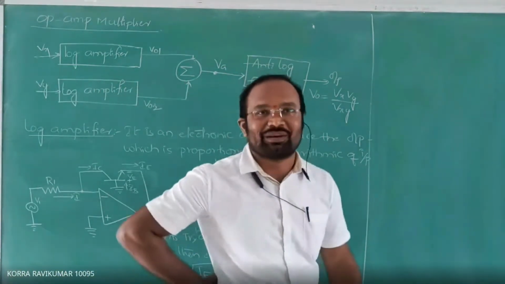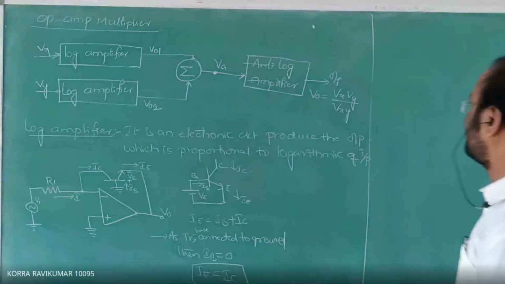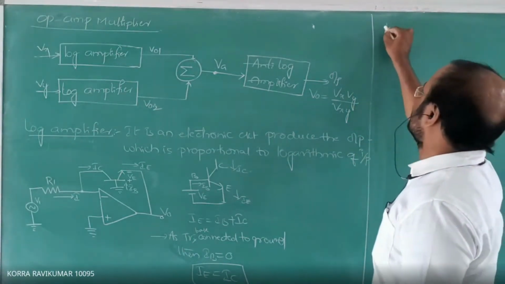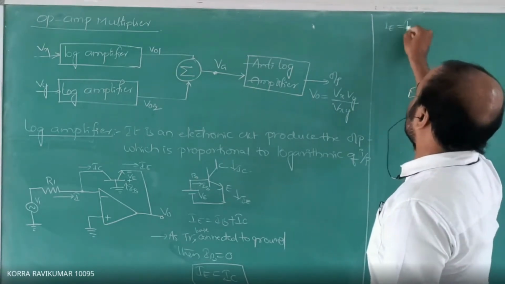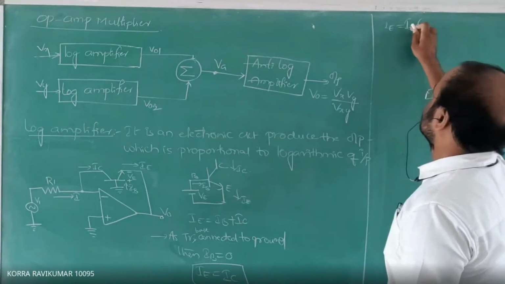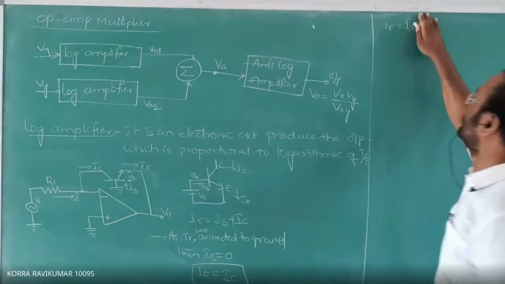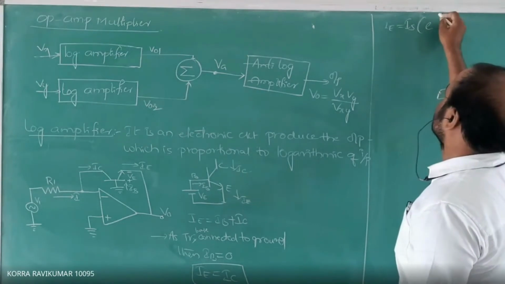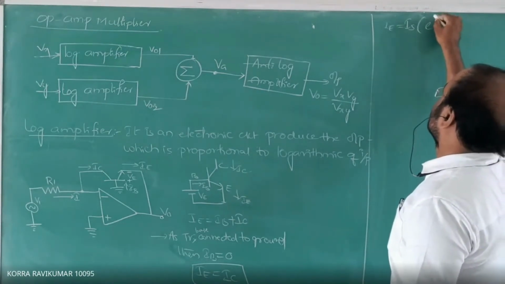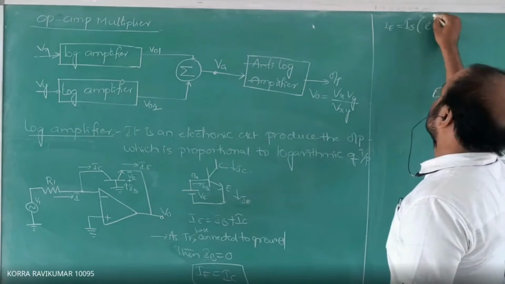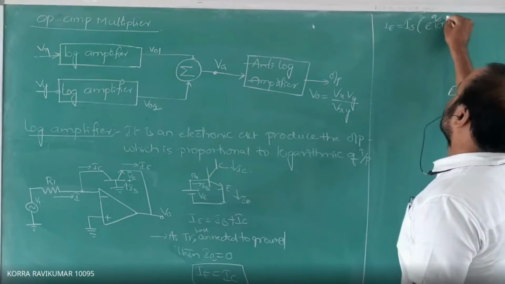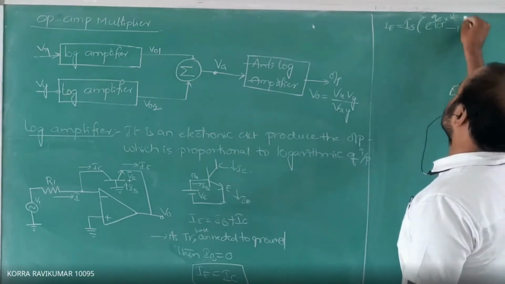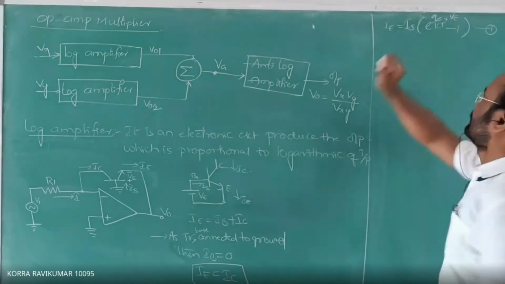Okay. A student says it equals beta IB. That's very natural, we forget. So IE is equal to IS, where IS is the saturation current, into e power q by kT into VE minus 1. This is equation number 1.